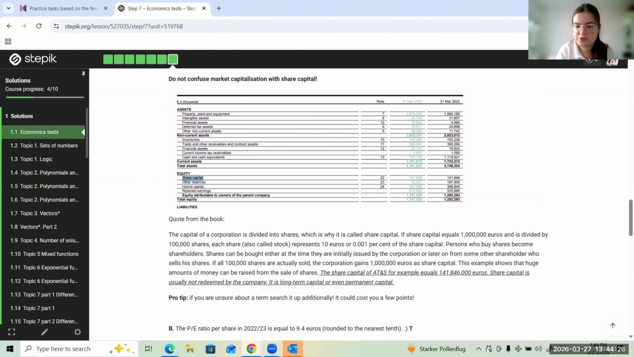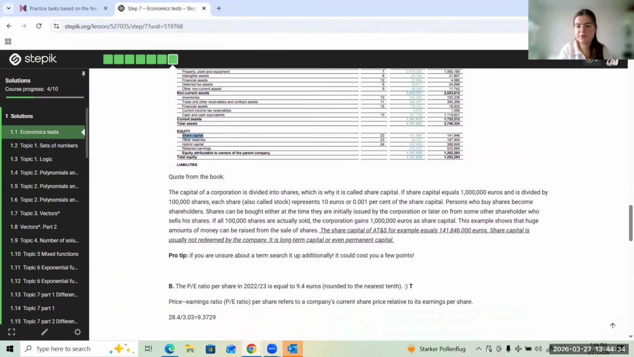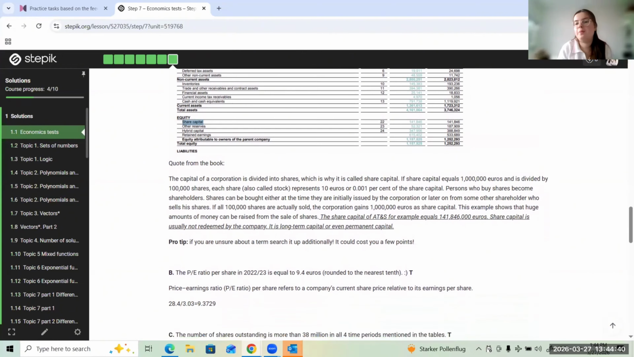So here you have also a quote from the book. If you want to see what I'm referring to, you also have it everywhere. If you're unsure about the term, what share capital is or market capitalization is, just look it up. Watch a short video about it. I also like Investopedia as a website. That's my favorite one for accounting terms, and I also use it during my studies because I have to go to accounting specialization. So yeah, I can recommend that.